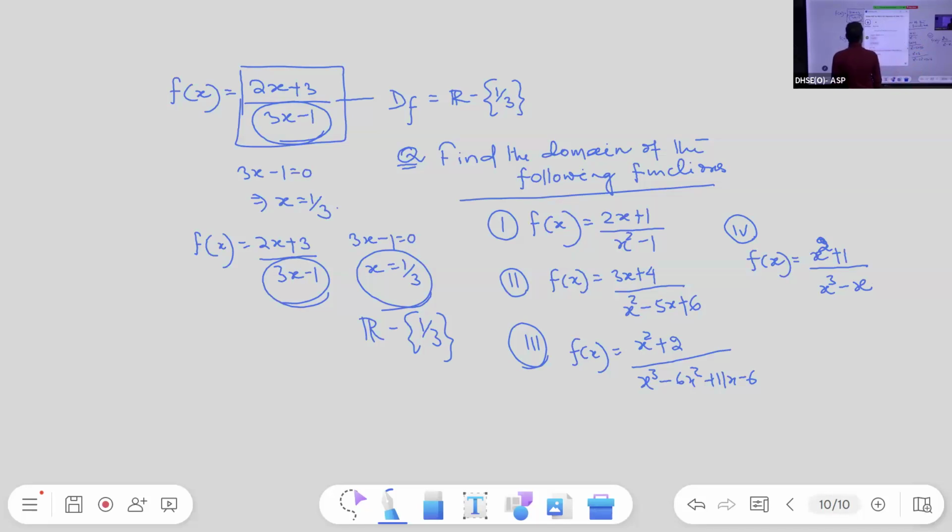First one is R minus 1, second one is R minus 2, 3. First one is R minus plus or minus 1. Second one is correct, R minus 2, 3. Gayatri, you are correct. Second answer is correct, but first answer is incorrect. First answer is partially correct.